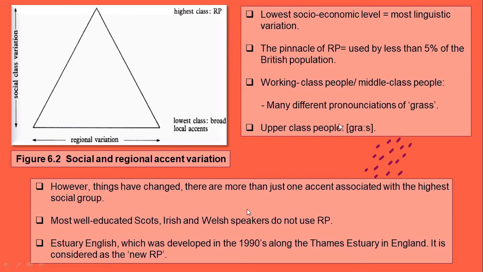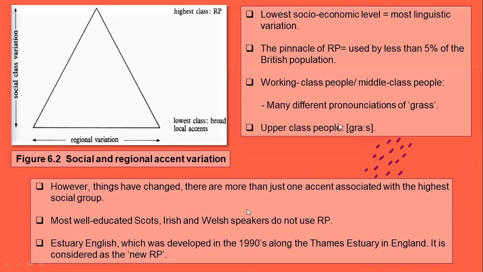So what is estuary English? They mentioned it in the book. What page? Page 148. Everyone look at page 148 in your book, on estuary English. So now they are replacing the RP.